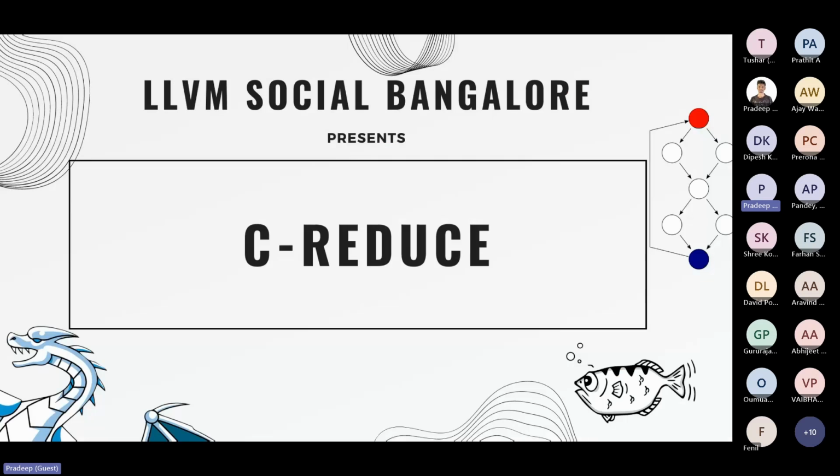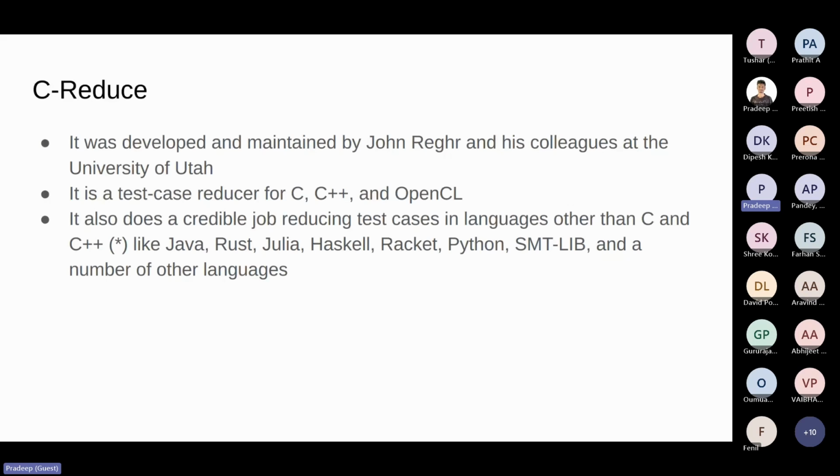So this talk will focus on C-reduce. So what's C-reduce? It's a tool that was developed and maintained by John Regehr and his colleagues at the University of Utah. It's a test case reducer for C, C++, and OpenCL, as it was initially started. It does a credible job of reducing test cases in other languages like Java, Rust, Julia, Haskell, Racket, Python, SMT-LIB, and other languages.